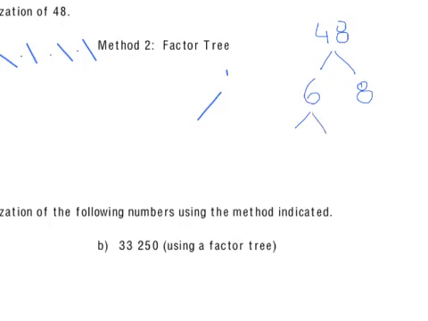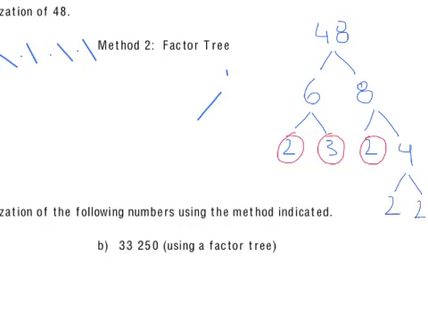And 2 and 3 are factors of 6, and both of those are primes. So I'm going to circle them, but I'm still not done because I have this 8 over here, and 2 times 4 gives me 8. I can circle the 2 because the 2 is a prime, and I got to keep going. The 4 down here splits into 2 times 2, and both of those are prime, so I'm going to circle them.